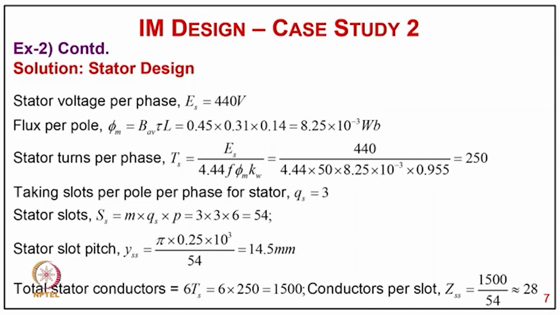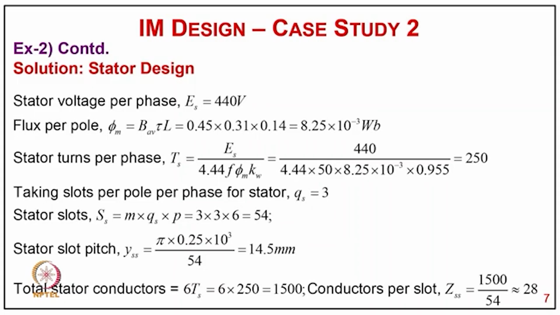From this we can calculate the stator turns per phase, Ts equal to Es upon 4.44 f phi m into Kw. It comes to 250 turns with round off. Taking the slots per pole per phase for the stator Qs equal to 3, the total stator slots S equal to Qs into 3 into P, so it comes to 3 into 3 into 6, that is 54. Now we can calculate the slot pitch, that is Yss equal to pi D divided by the number of slots. Putting in the values it comes to 14.5 millimeter.